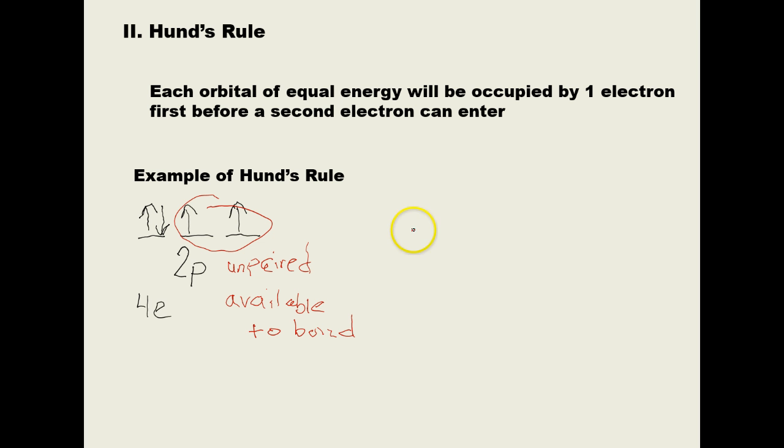Now let's do it again, but let's say we don't follow Hund's rule. Instead, we're just going to put those electrons, 1, 2, 3, 4, right in order. How many electrons do you have available for bonding? Absolutely none. And so that is the difference between following Hund's rule and not following Hund's rule. One shows you the number of electrons that can bond, and the other one does not. So you can mistake an element for being chemically stable when in fact it is not.